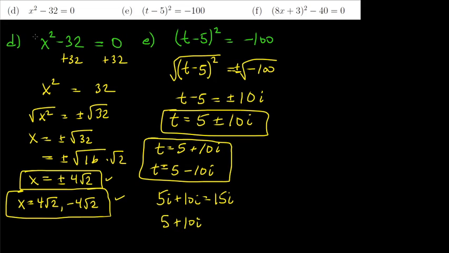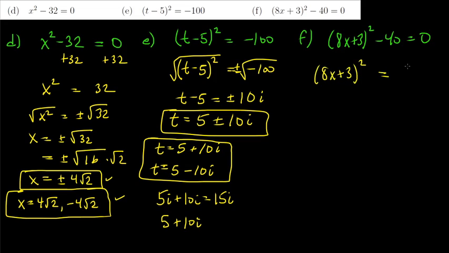All right. And then finally for part F, again, we'll just do this quickly. 8x plus 3 squared minus 40 equals 0. So first thing is to add the 40 to both sides. And then take the square root, plus or minus the square root. So 8x plus 3 is equal to plus or minus the square root of 40.